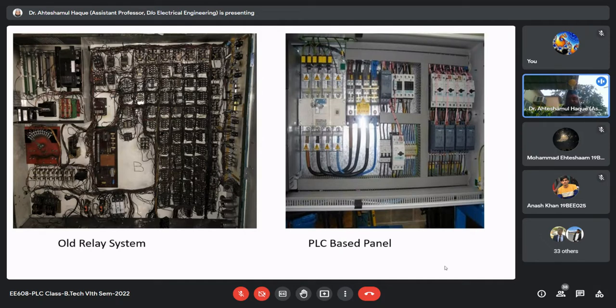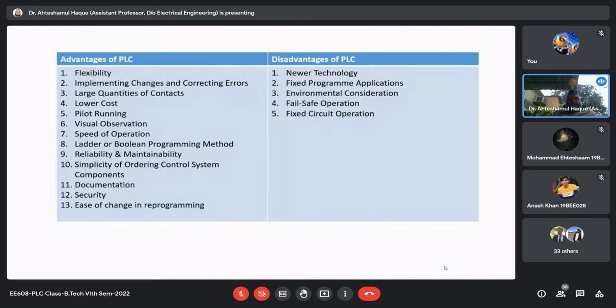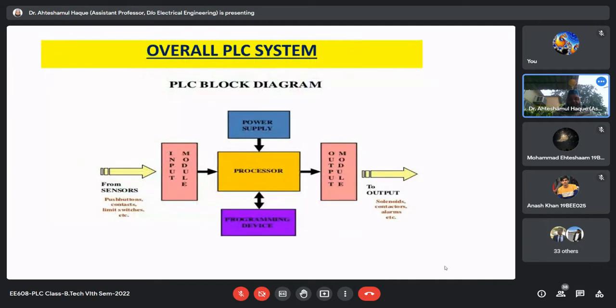Then PLC-based panel systems were invented, and we discussed these details. We also discussed advantages and disadvantages. And this is the overall PLC block diagram. We discussed that it has inputs, which are sensors or other kinds of push buttons, and it has outputs like contactors and alarms.